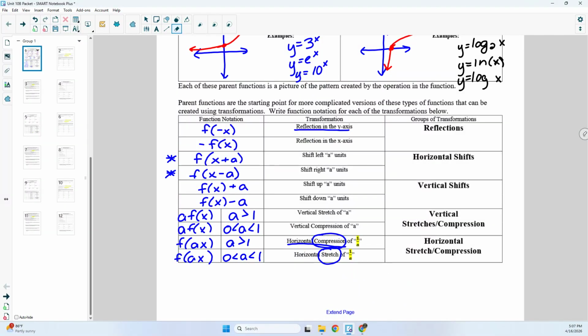So for example, if I want to stretch, and I did 1/2 x, if I do 1 divided by the a value, 1 divided by 1/2, and I keep change flip, I get a horizontal stretch of 2. So basically we flip that fraction. If I have a number bigger than 1, it actually compresses. If I have a number smaller than 1, it actually stretches.